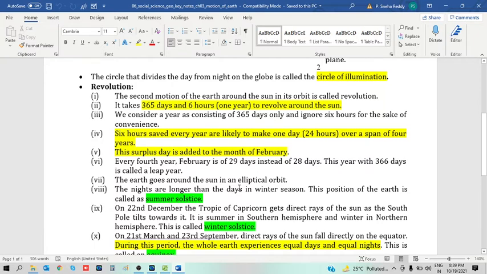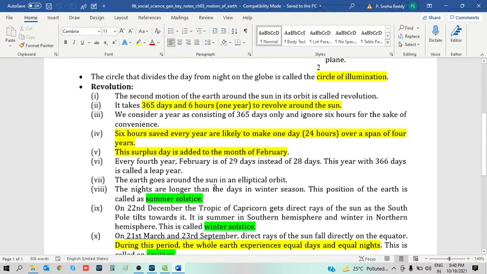A year whose number is divisible by 4 is a leap year. Every 4 years, a leap year will come with February having 29 days. Every year we save 6 hours, so the total is 24 hours, 6 into 4. So one day is added to February. So there are 366 days in a leap year only, but not in the ordinary year.